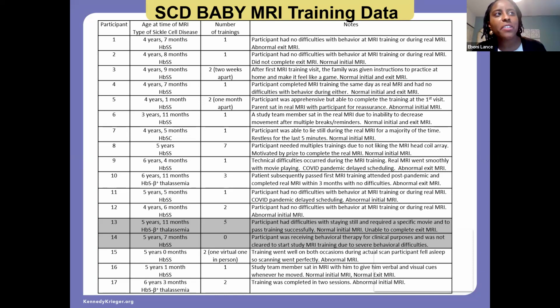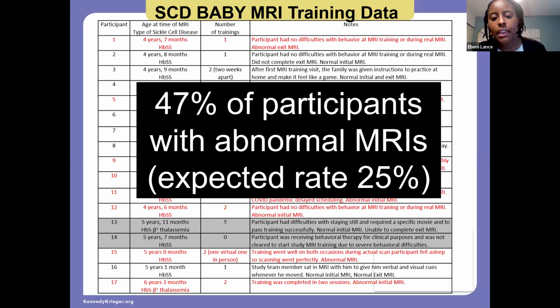Now, the other thing to note about all of these studies is that there are a lot of them that are now shown in red that are abnormal. So this can be SCI, but it's also other things. But almost half of these patients had abnormal MRIs. And from that chart that I showed you, looking at the rates of silent stroke in just SS and S beta null thalassemia patients, 25% would be the expected rate for children approximately 5 years of age.